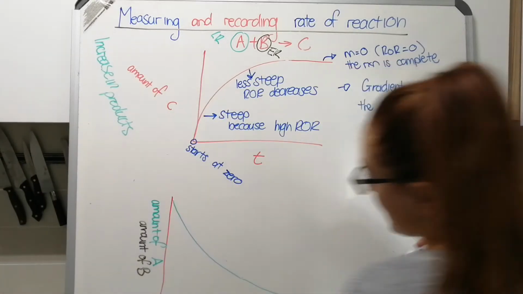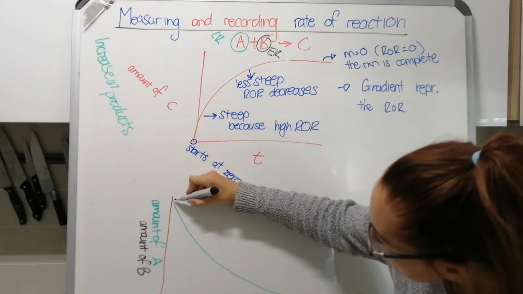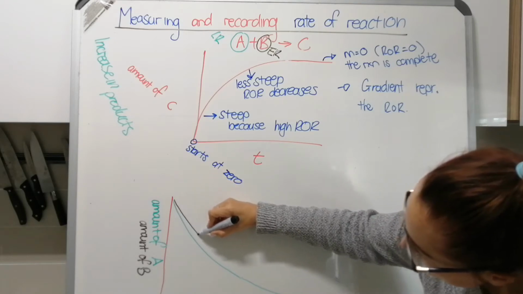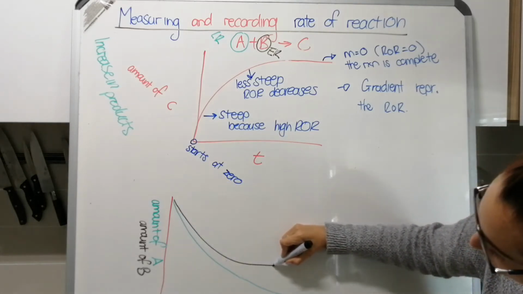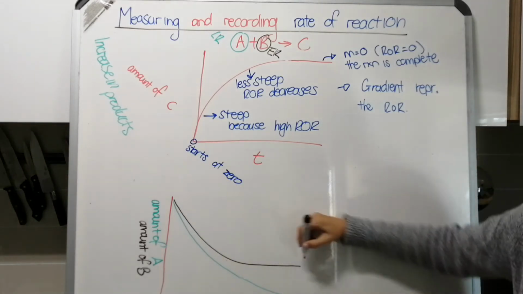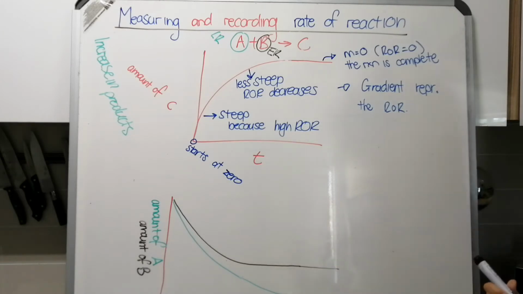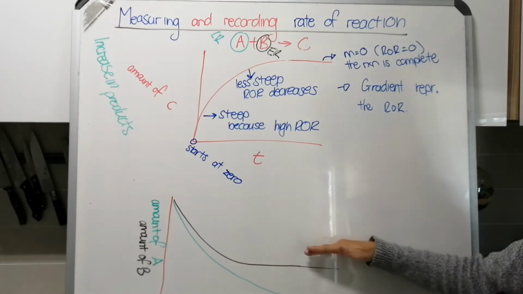Okay, let's say we started with the same amount of A and B. B is also going to decrease rapidly, but it's actually going to flatten out, not on the x-axis, because B is in excess. So the reaction will stop.